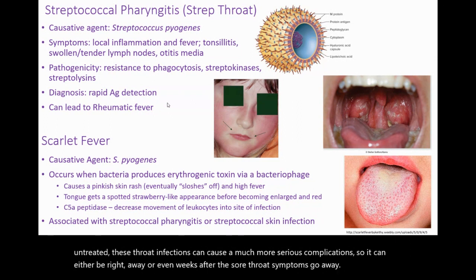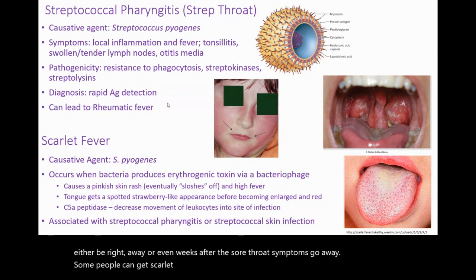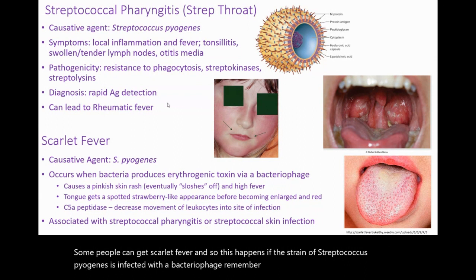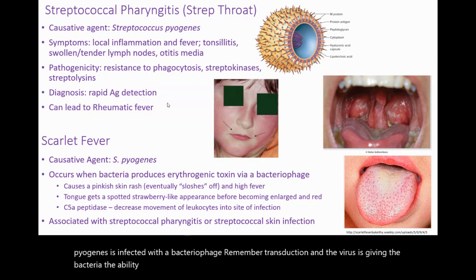Some people can get scarlet fever. And so this happens if the strain of Streptococcus pyogenes is infected with a bacteriophage. So remember, transduction. And the virus is giving the bacteria the ability to make the erythrogenic toxin.